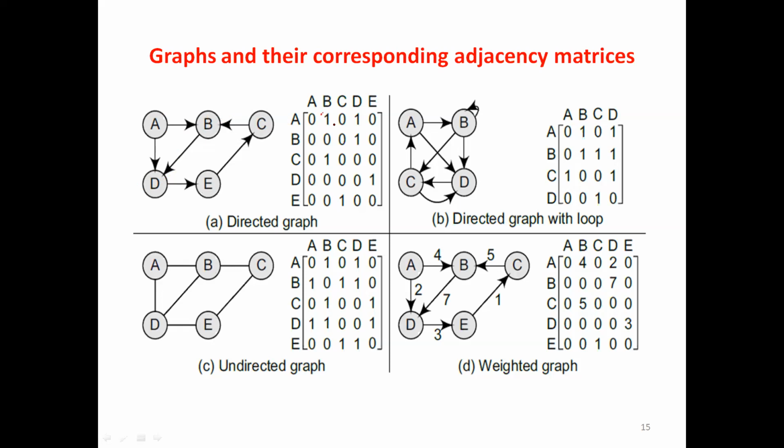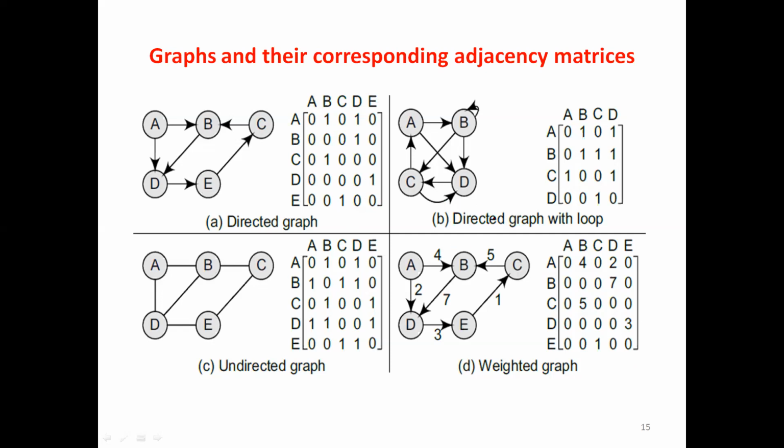That's why A comma B and A comma D are enabled. Others are disabled. You can find here that A comma A is 0. Why? Because A does not have any self loop. If there is no self loop in the graph, obviously the diagonals of the matrix will be 0. Okay, right. Look at the next graph.